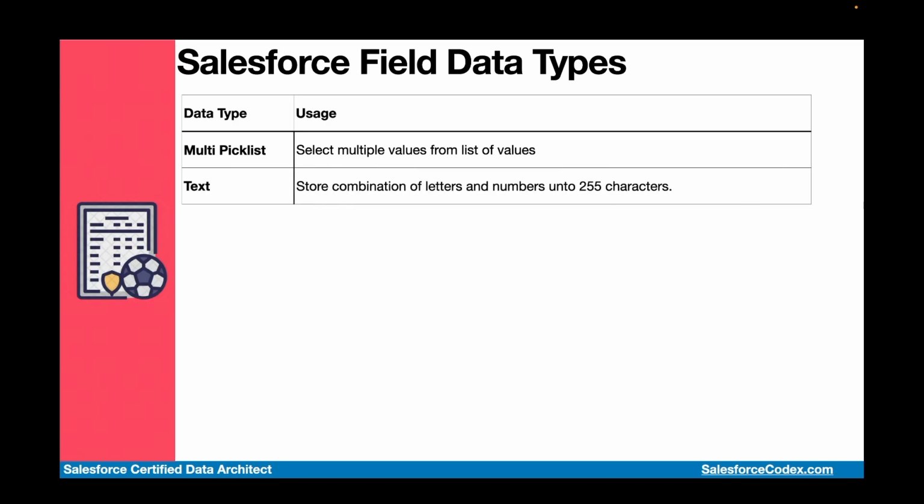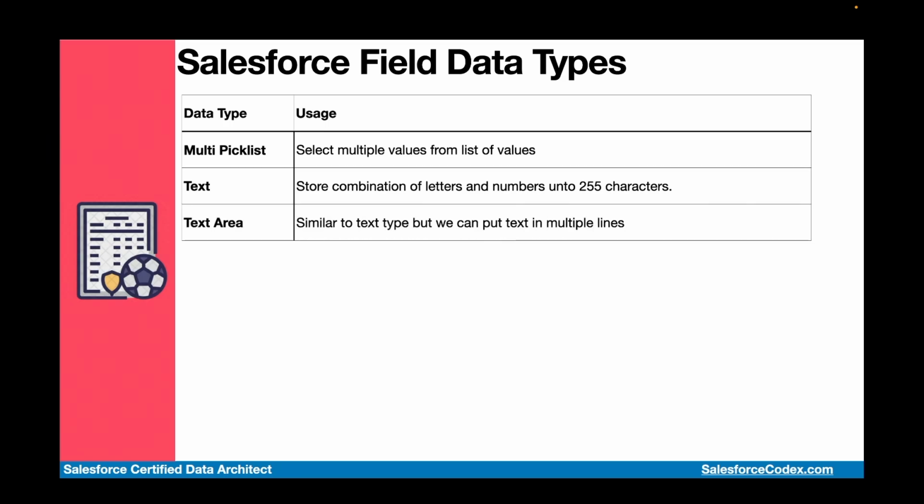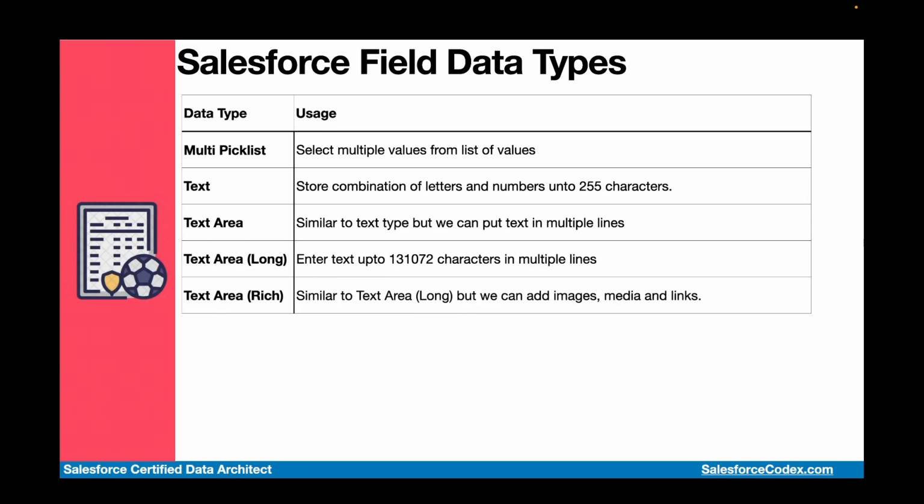The text field stores a combination of letters and numbers up to 255 characters. Text area is similar to text, the only difference being that it can hold information in multiple lines. Text area long will hold information up to 131,072 characters in multiple lines. Text area rich basically stores text that can hold images, media, and links as well.